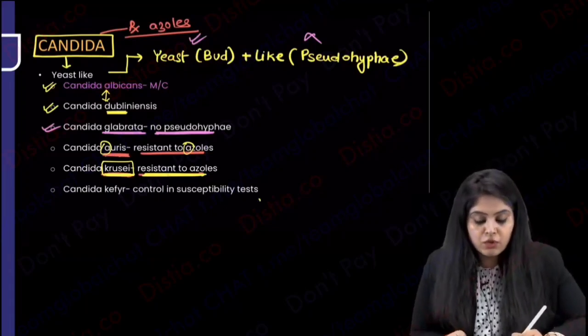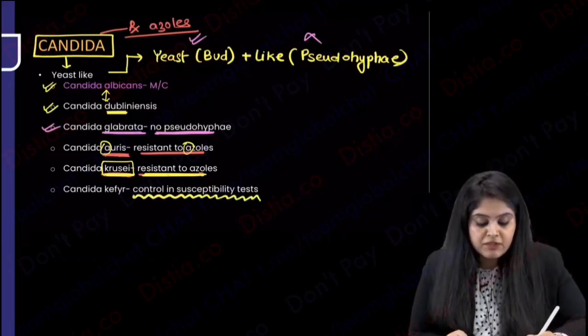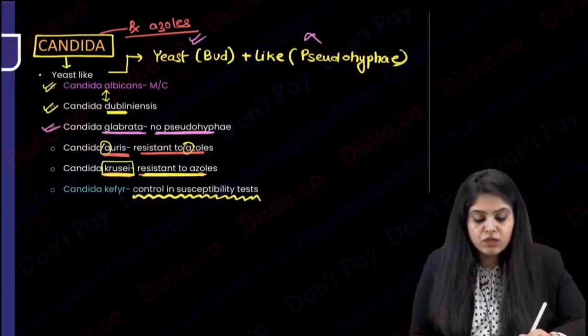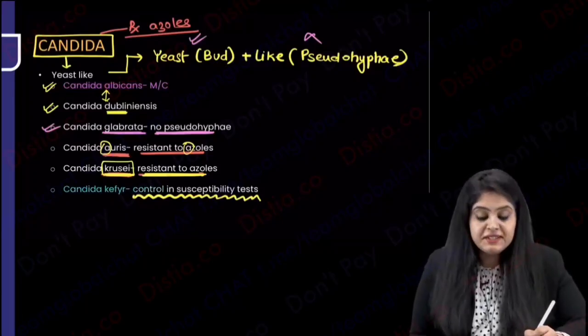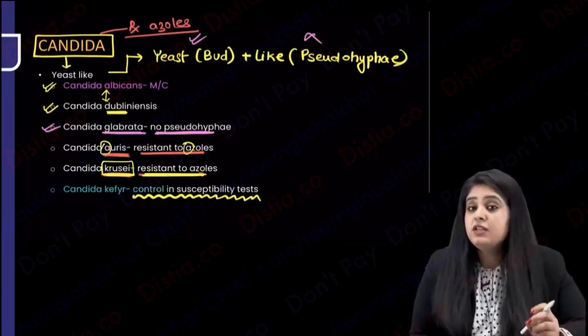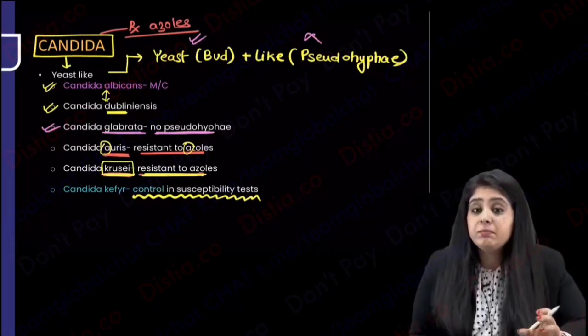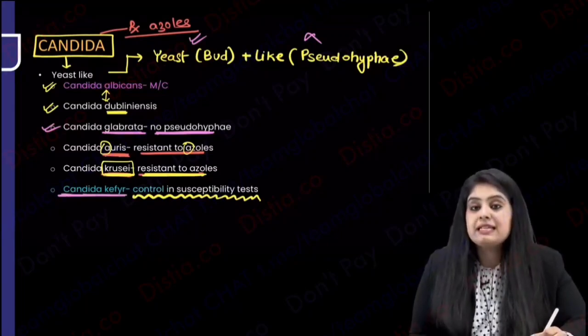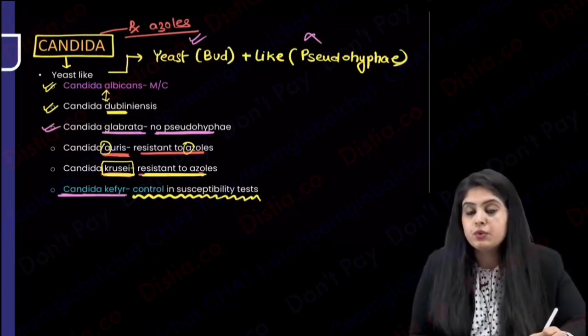So what is the control? In all those sensitivity and susceptibility testing, which is the one that you use as a control? What is control? Control is something very kifayati. Kifayati means something which is very useful. Control is going to help me control everything. So kefyr is very kifayati, means it's going to control everything. So remember, Candida kefyr is going to be the control.